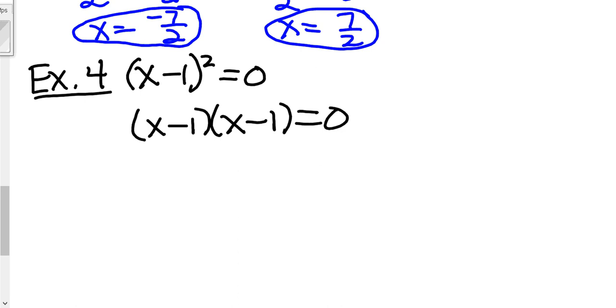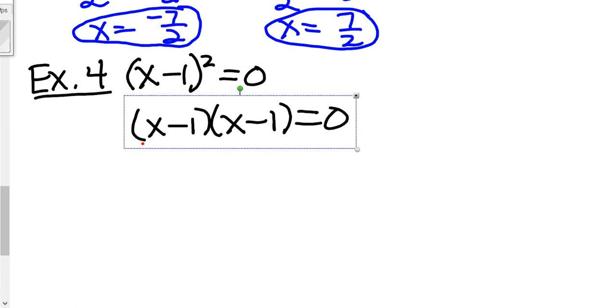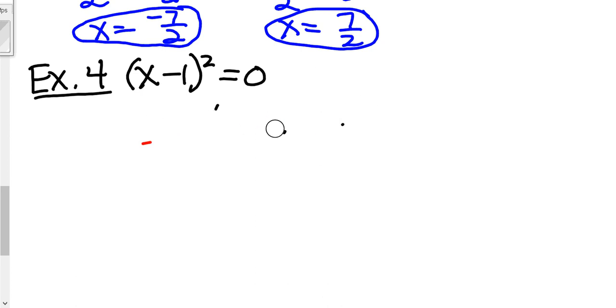All right, and then we got our, oops, sorry. Let me erase that and do that all over again. Alrighty. So now we got, let's go back. Rewrite that back out.